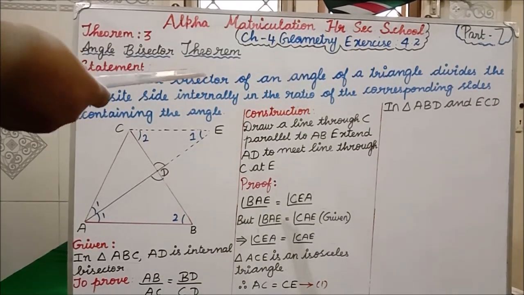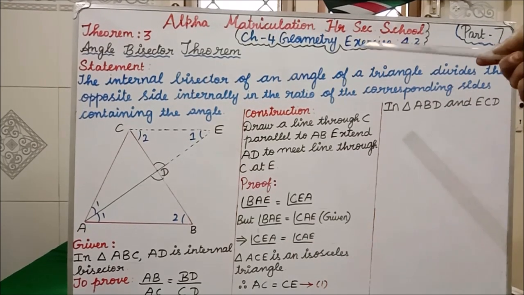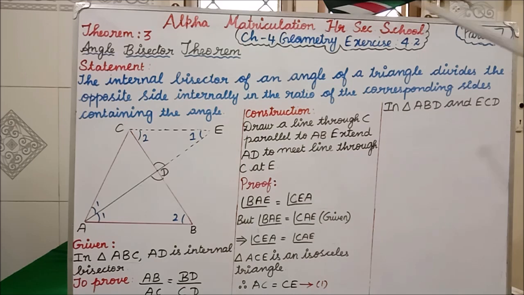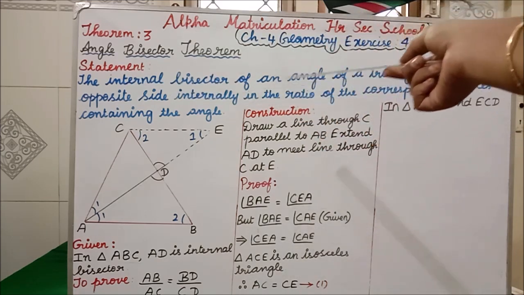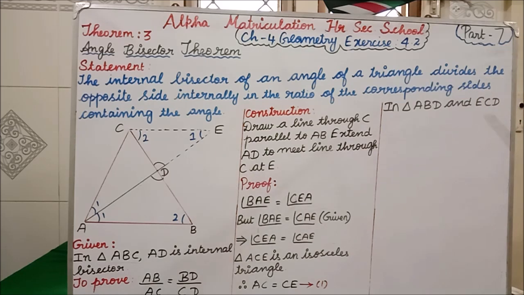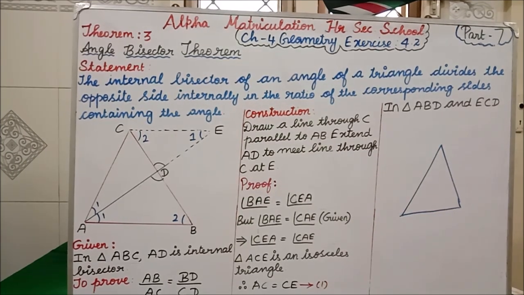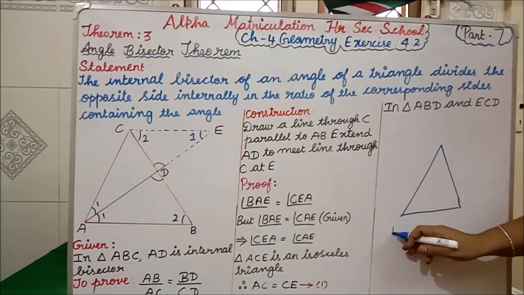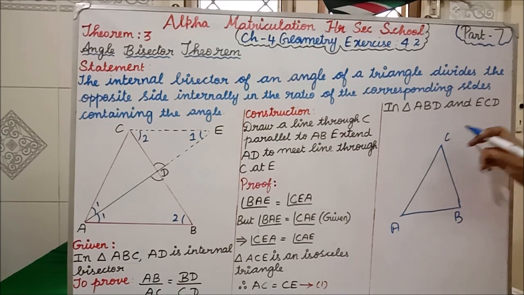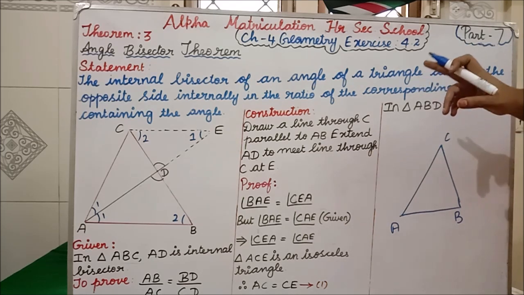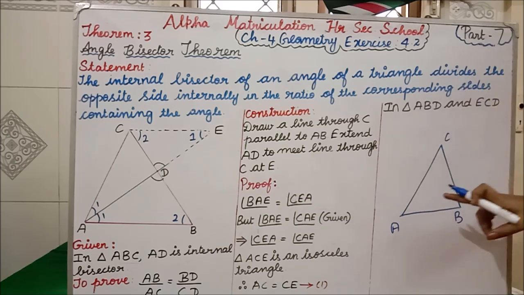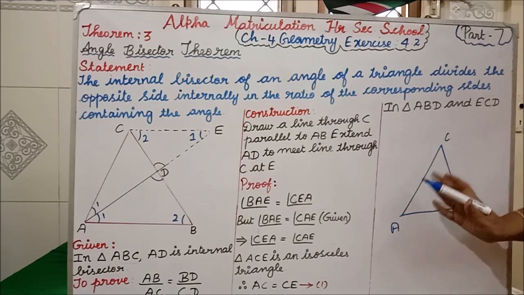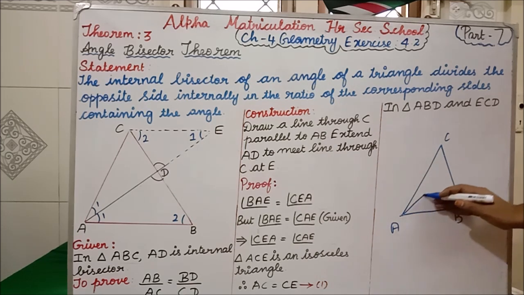The internal bisector of an angle of a triangle divides the opposite sides internally in the ratio of the corresponding sides containing the angle. What it is saying in this statement is, you take a triangle ABC. See, I have drawn A, B, C here. Now, the internal bisector of an angle of a triangle. So, in a triangle, we are drawing the internal bisector. Internal bisector means inside the triangle, we are drawing the bisector.